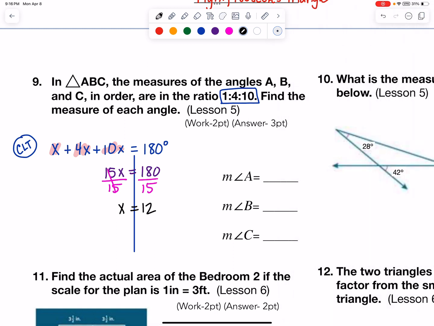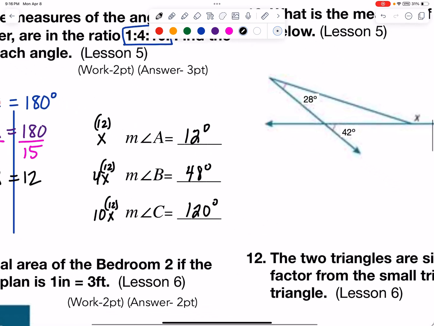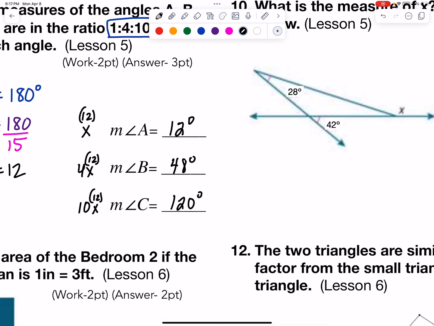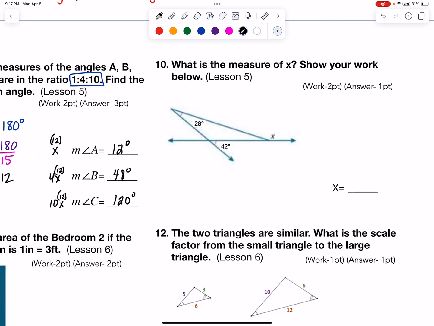Okay, so angle A, remember, was just x. Okay, angle B was 4x, and angle C was 10x. So if I put 12 in for all these, what is the actual angle? So we have 12 degrees. We have 48 degrees. And we have 120 degrees. And if you add those up, they should all add up to 180 degrees. And so that's how that works.